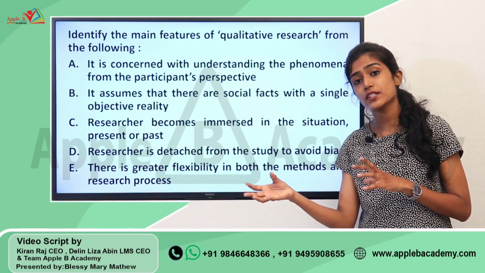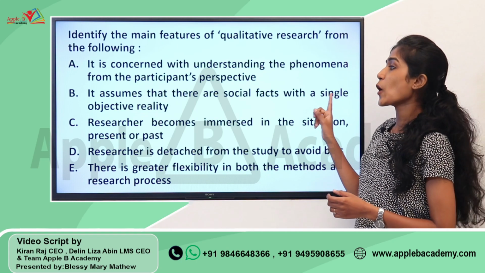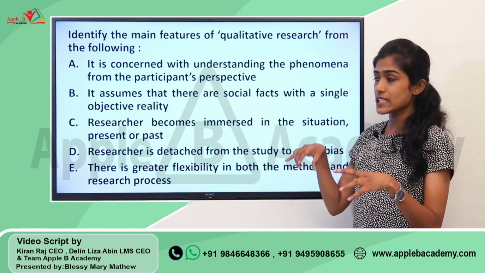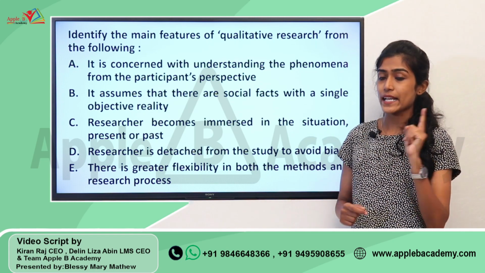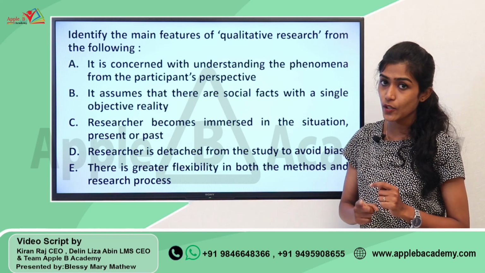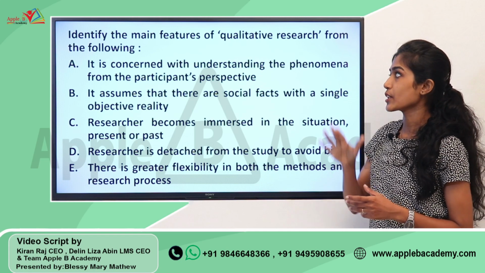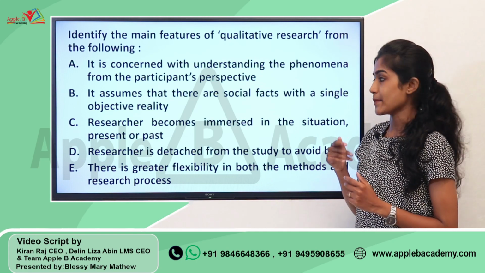In that case, post-positivism focuses on a very subjective reality, and the option given here is focusing on a single objective reality. It assumes that there are social facts with a single objective reality. That is basically associated with quantitative research. So, this option cannot be associated with the question asked here. So, A can be considered, B can be eliminated.